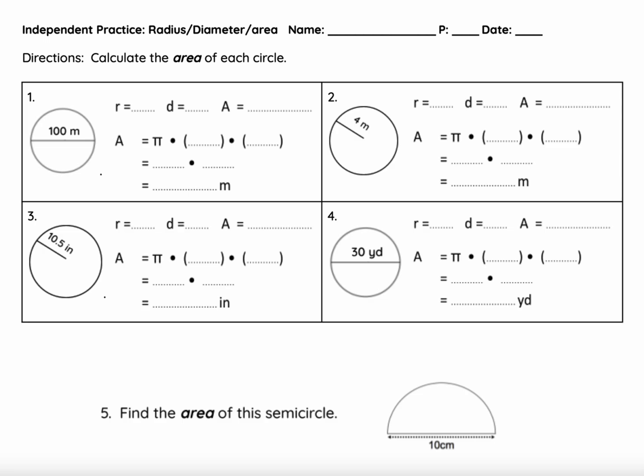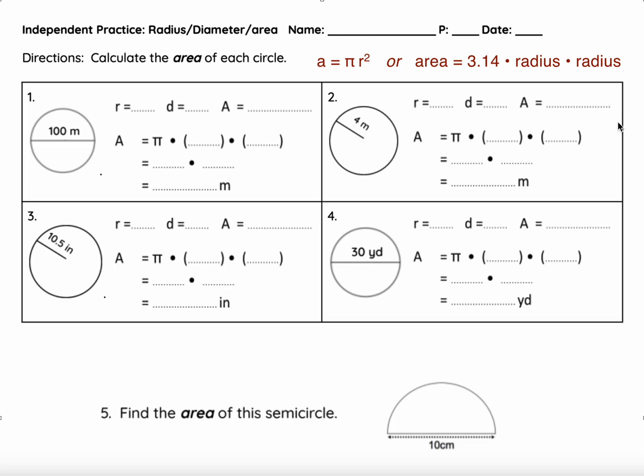On the independent practice radius, diameter, area worksheet, the first problem says calculate the area of each circle. For this we need to remember the formula. Our formula is A equals pi r squared. Another way to say this is area is equal to 3.14 times the radius times the radius. Remember, the square part means you multiply the radius times itself. So we'll use that formula for each problem below here.